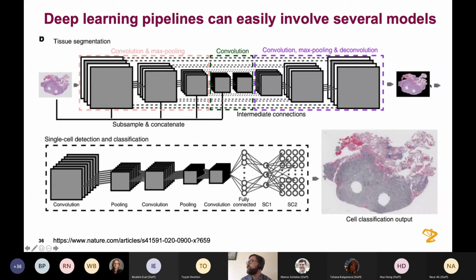But also, once you know where the tissue is, you would potentially like to have some cell detection. And in this case, you see you have single cell detection and classification. So again, you have convolution layers, and then you have fully connected layers. And then as an output, you would have some detection. So you have, let's say, X and Y, so you know the coordinates in this whole slide image where a cell is, and not only where a cell is, but also the class of the cell. So it's classification plus detection.